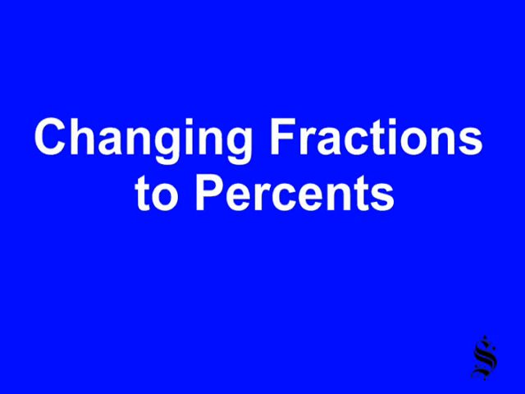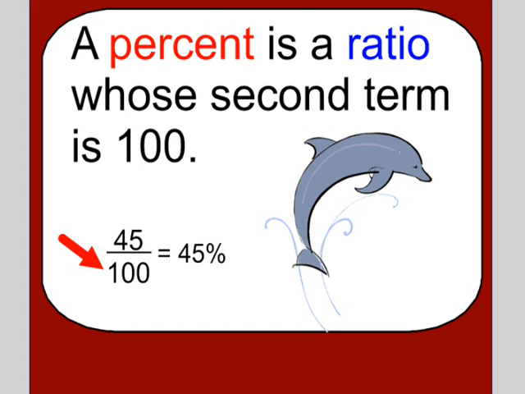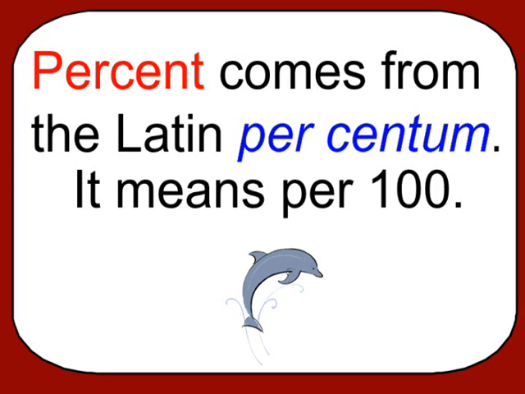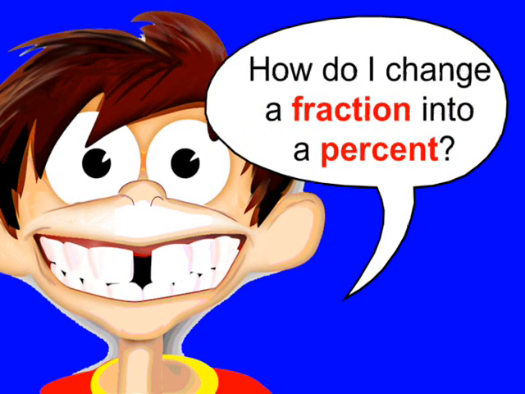Fractions to percents. Well, a percent is a special ratio whose second term is 100. The denominator is 100 for a percent. And the word percent is Latin, and it comes from the Latin word per centum, which means per 100. So how would you change a fraction into a percent?